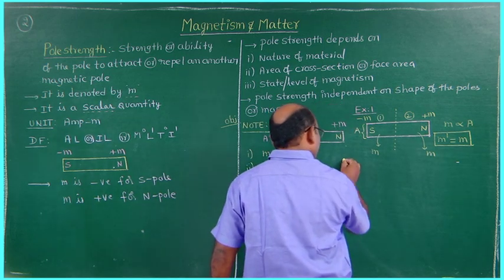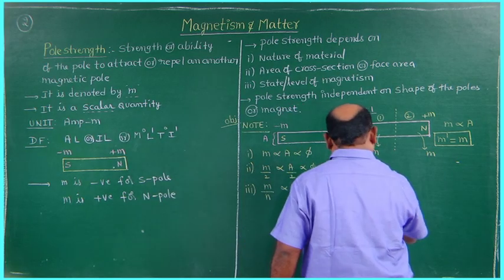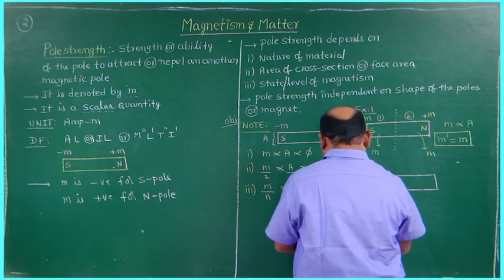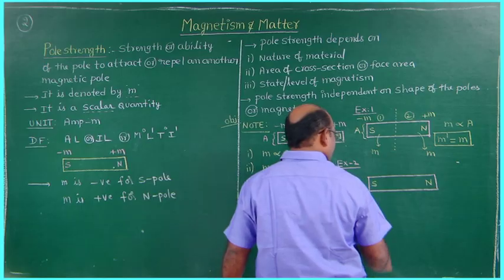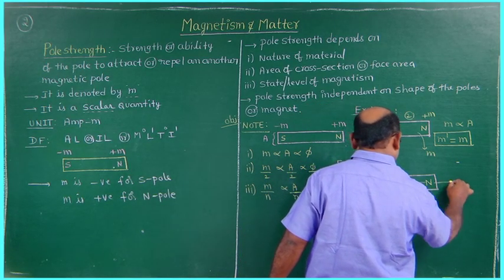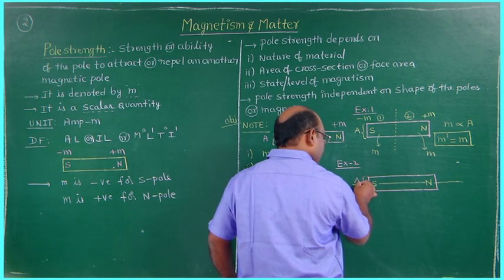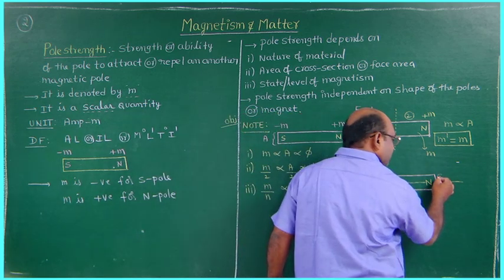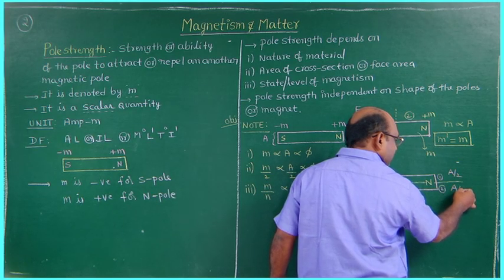And let us move to one more example. This is example 2. Assume it is a bar magnet, and these are the two poles of the bar magnet, south pole and north pole. Now, it is made into two pieces as shown in the figure. Initially, what is the face area here? The face area, or area of cross section, is A. It is made into two pieces. This is the first piece and it is the second piece. The area of cross section here is A by 2, here A by 2.